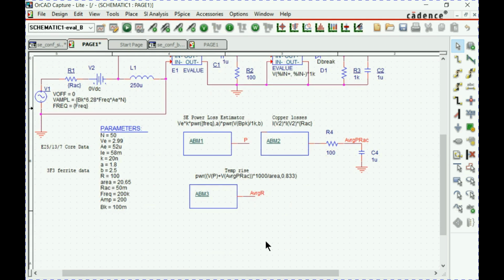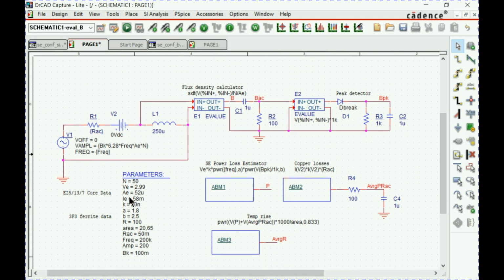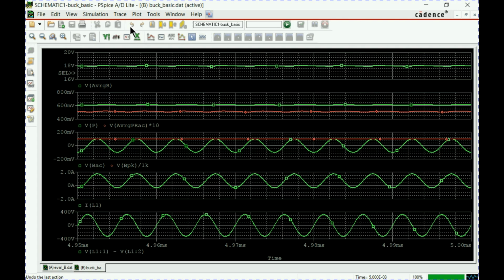So let's just have a look at the whole thing again. We see, again, these are the parameters. This is the core data. This is the Steinmetz equation data, the constant, RAC, etc., excitation, device under test, flux density calculation, peak value, Steinmetz equation, copper loss, and temperature rise. So let's give it a try and see what's happening here. Okay, here we have it.